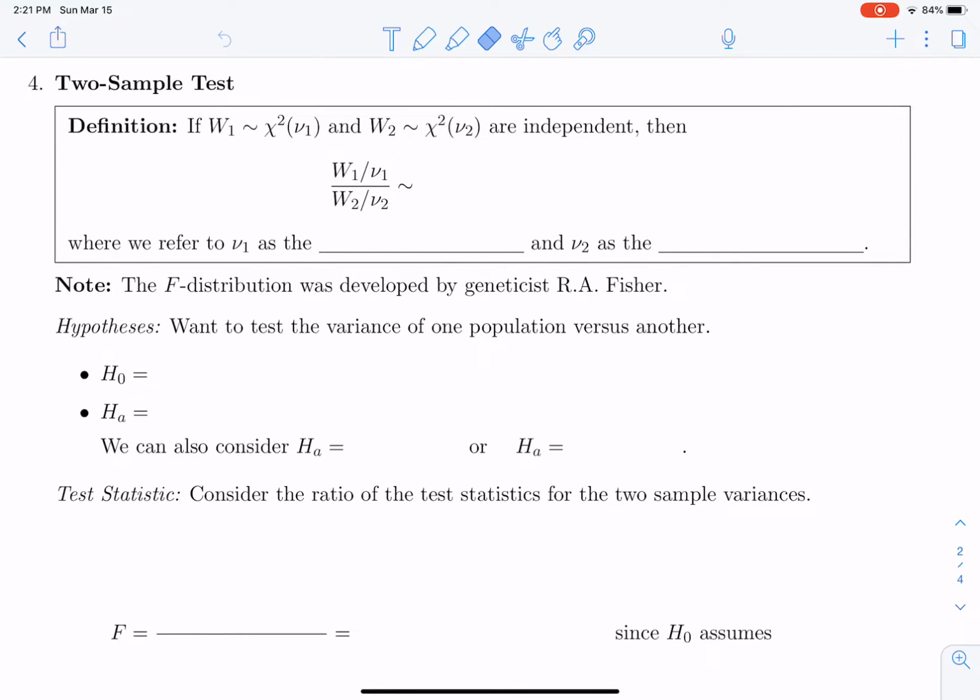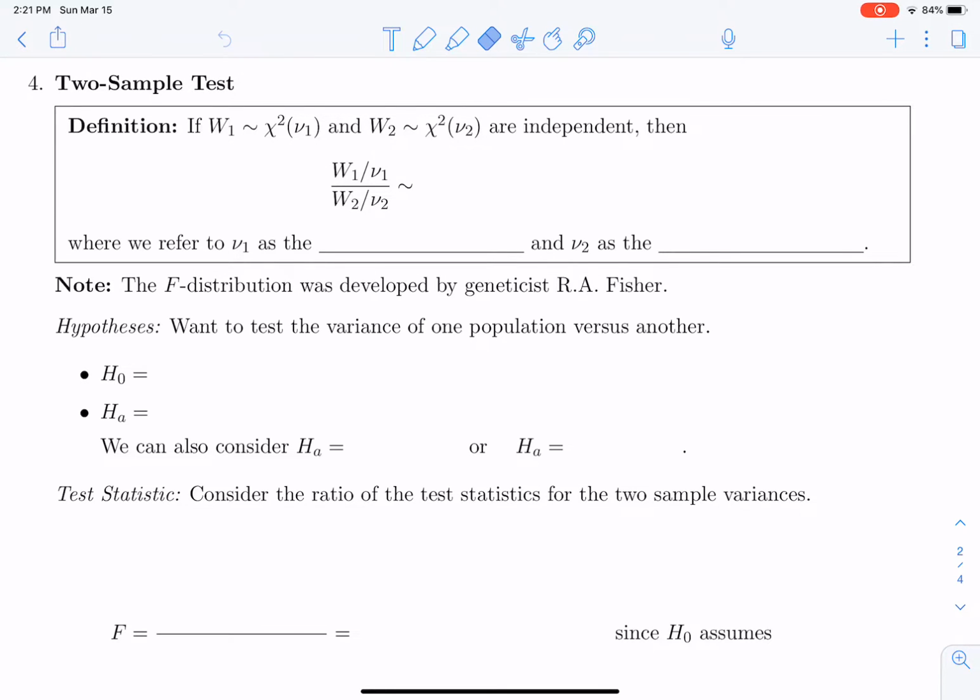So now we move on to an example of a two-sample test. And in order to do that, we're going to have to learn about one more distribution. So suppose that W1 has a chi-square distribution with degrees of freedom nu1, and W2 has a chi-square distribution with degrees of freedom nu2. And W1 and W2 are independent.